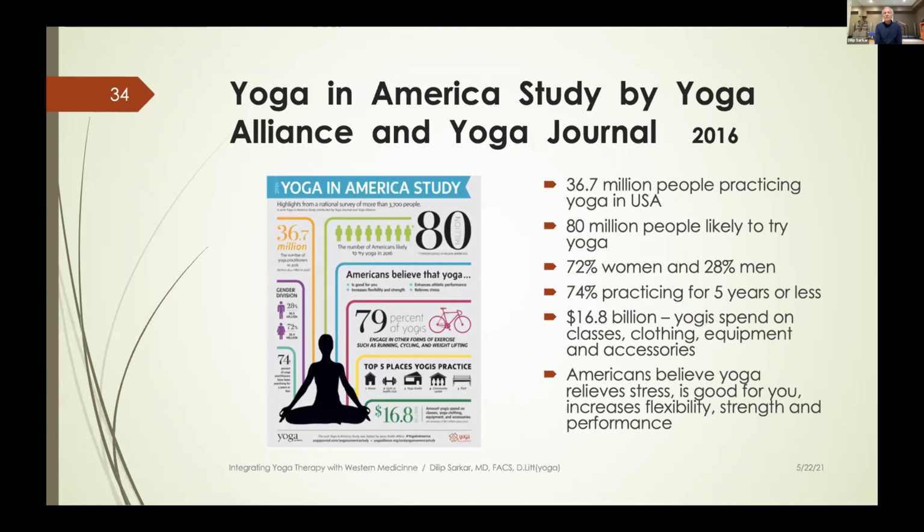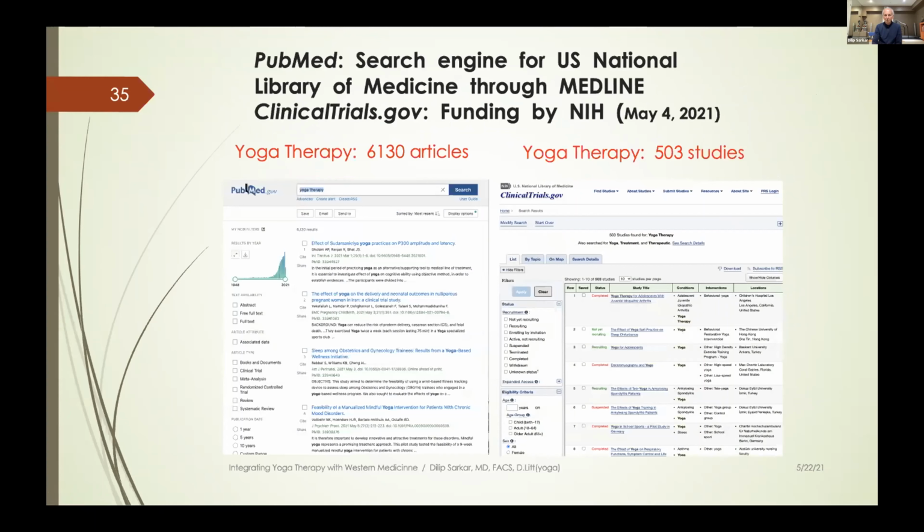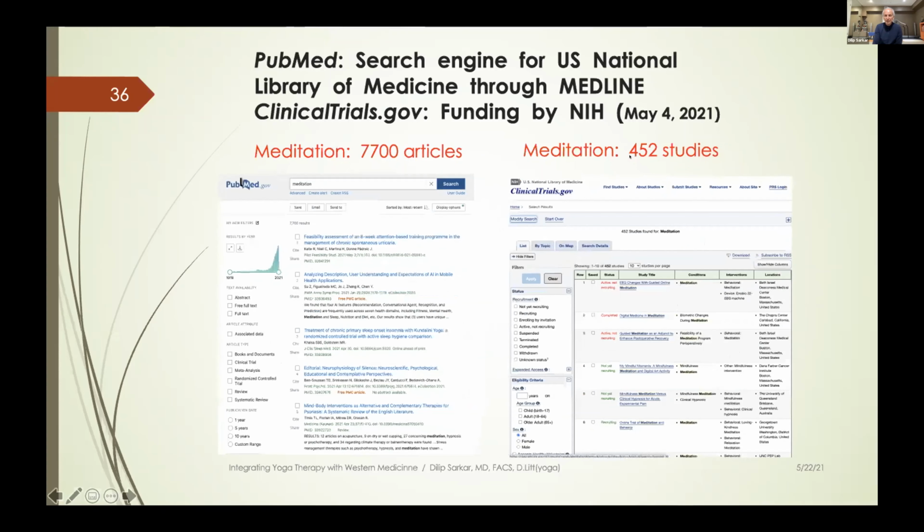This is just a little bit of statistics. In 2016, 36.7 million Americans were doing yoga, a $16 billion industry. But I'm going to show you what the implication is in the medical profession. If you simply put yoga therapy in PubMed, over 6,000 articles show up. If you look at NIH funding for clinical trials, about 500 fundings are done. But they make a very clear difference between meditation and yoga therapy, which actually is not a separation. Meditation is the seventh limb. The moment you put meditation, you get another 7,000 articles. So altogether you get 13,000 articles, and about 450 studies are being funded by the NIH.